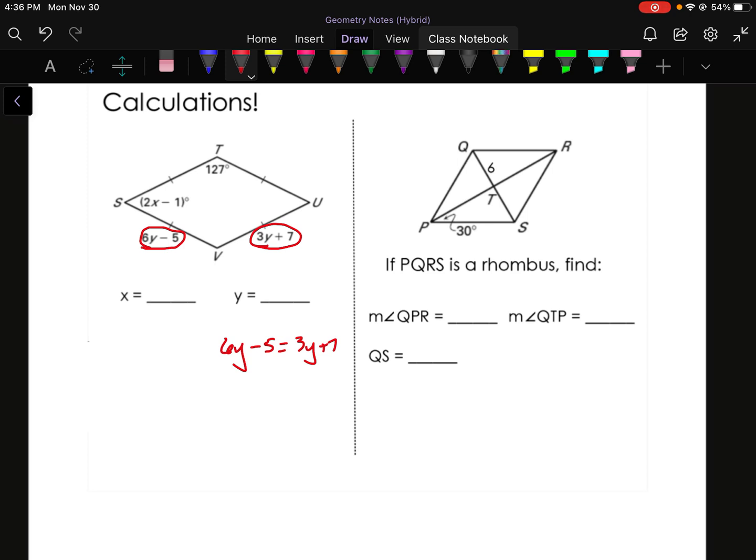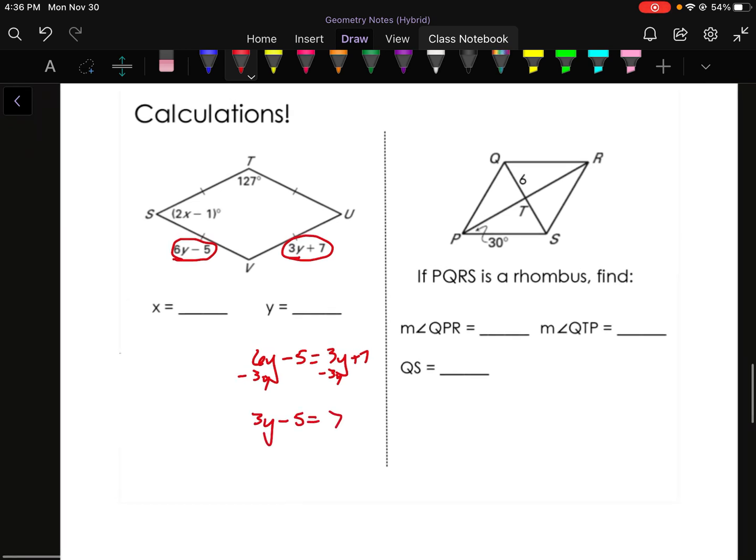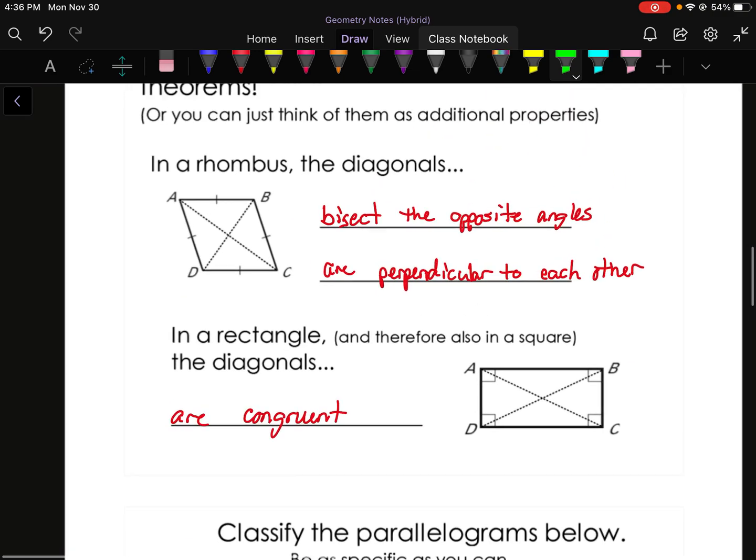to each other. So we'll go ahead and subtract 3y, add 5, 3y equals 12, so y equals 4. So there you go. There's y.